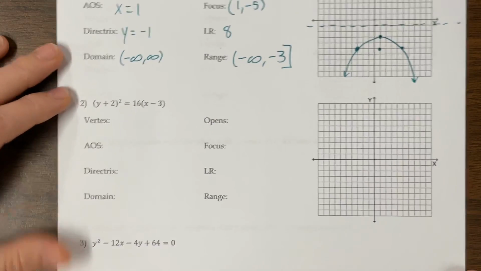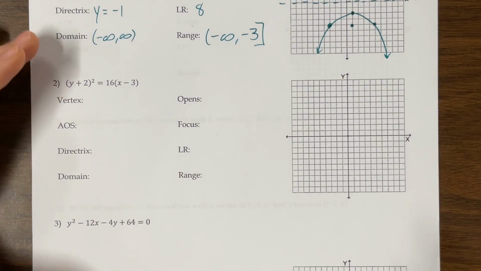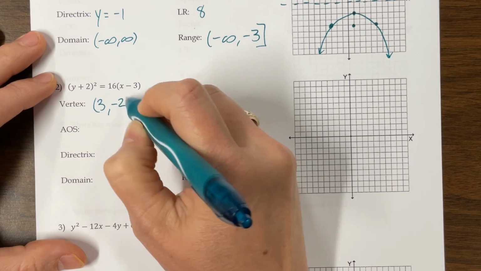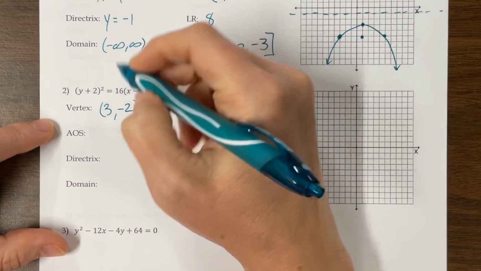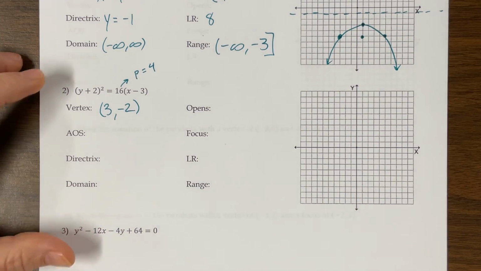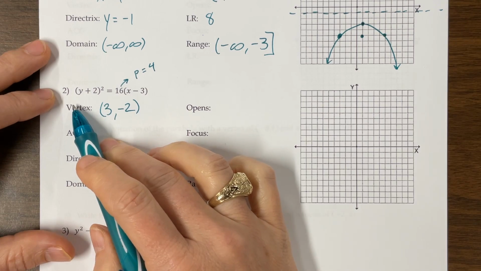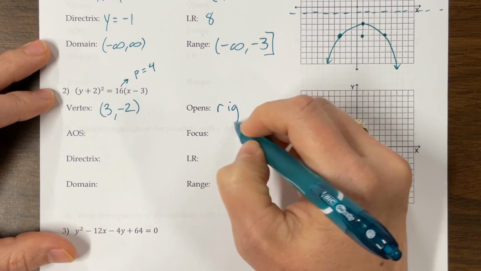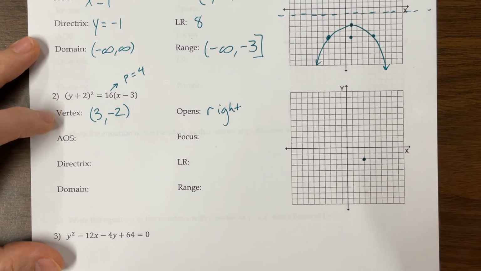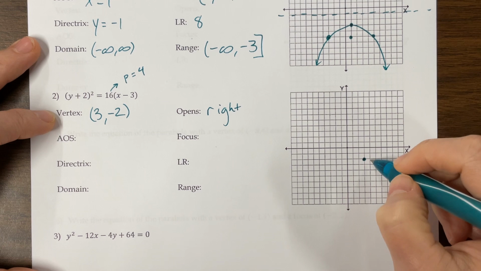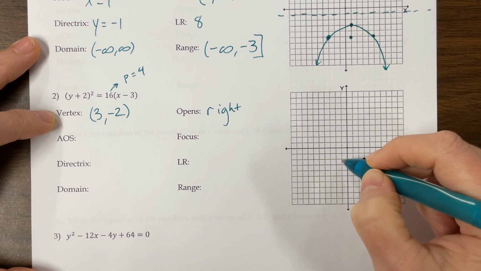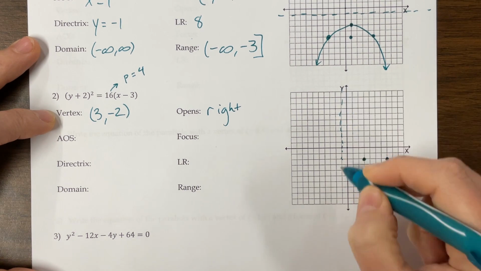Okay, let's look at the next one and see what happens. Okay, so the vertex, the x coordinate is 3, the y coordinate is -2. This is 4p, so p would equal 4. And so this is the y is squared, so it's going to open left or right. Since it's positive, it's going to open to the right. So I'm going to graph this point 3, -2. Here's my vertex. My focus is going to be 4 units away. 1, 2, 3, 4. And then my directrix, 1, 2, 3, 4, is going to be this line here.